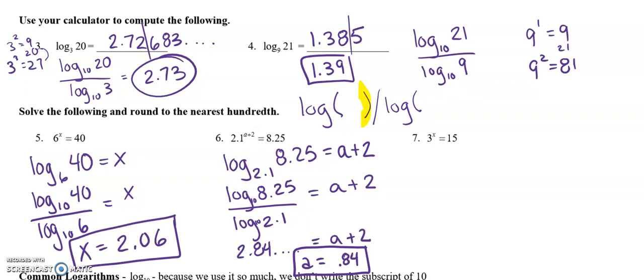All right, last one. 3 to what power is 15? No, it's not 5. So rewrite that as a log. Log base 3 of 15 is equal to x.